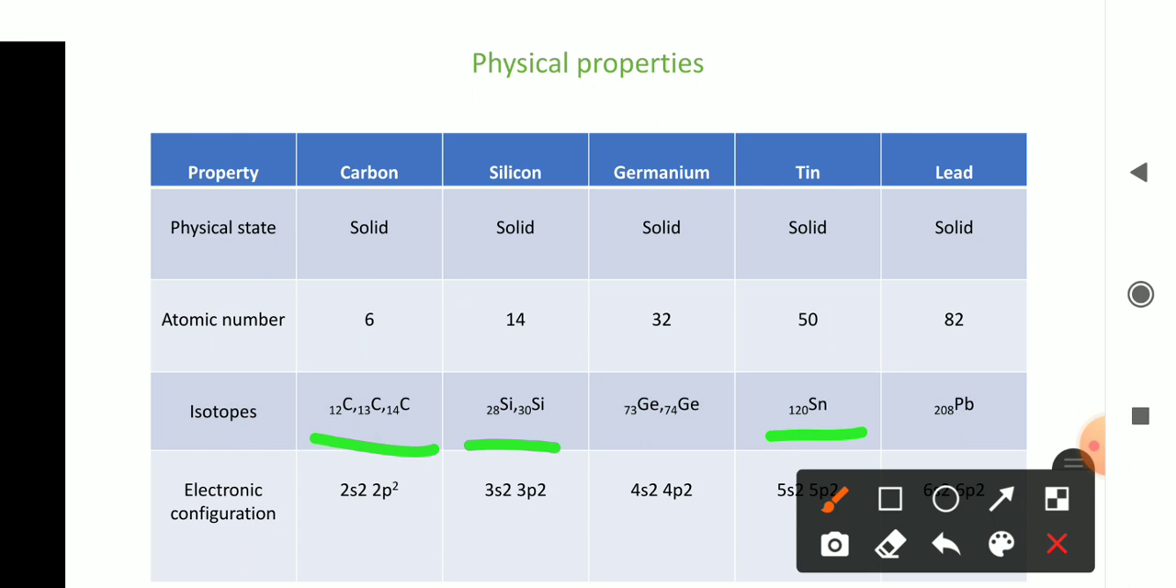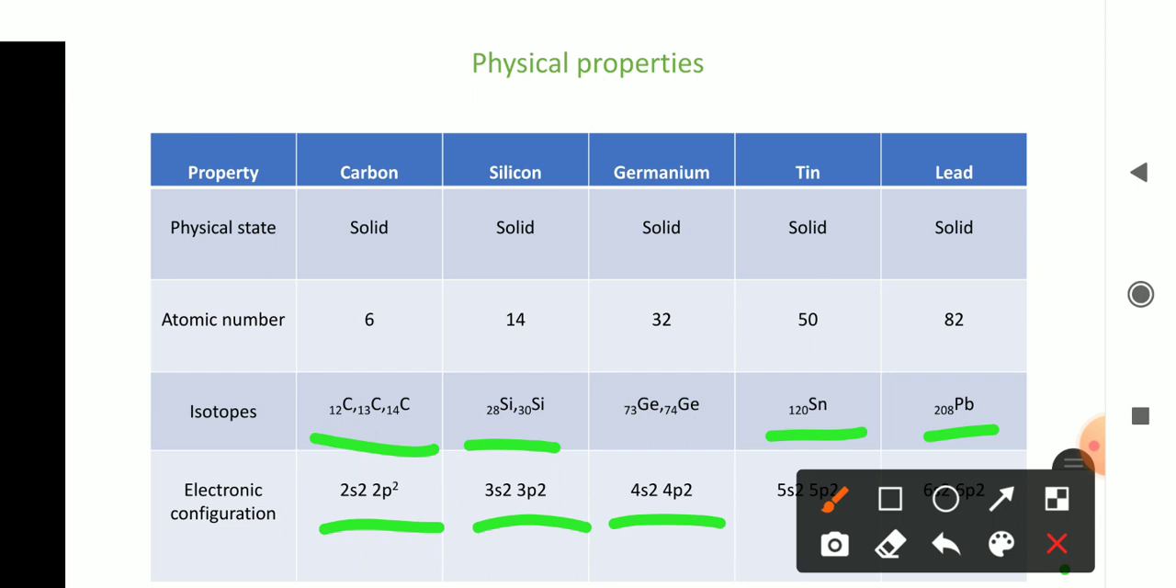Then for tin and lead there is only 1 isotope. For tin it is tin 120 and for lead it is lead 208. Okay, so with these isotopes over, finally we have to discuss the outer electronic configuration. Here only there is a change in the value of n. For carbon, what is the outer electronic configuration? 2s2 2p2. Then successively we can write 3s2 3p2, 4s2 4p2, 5s2 5p2 and finally 6s2 6p2.